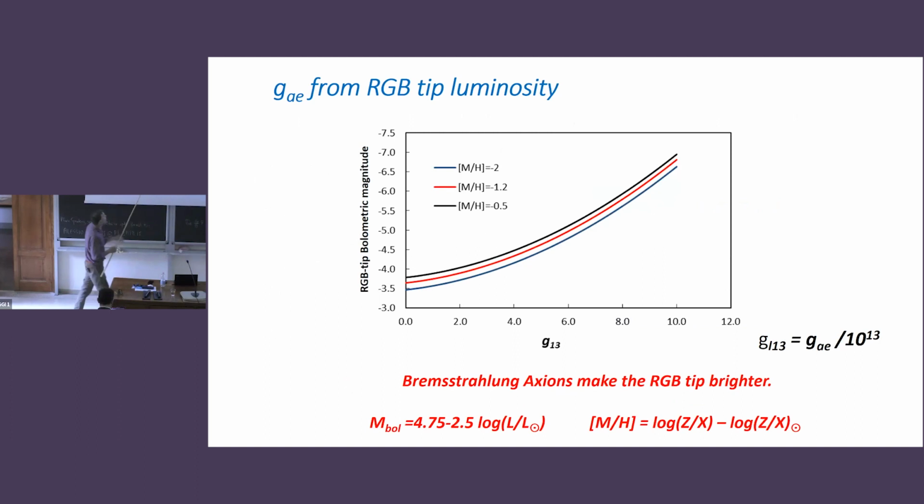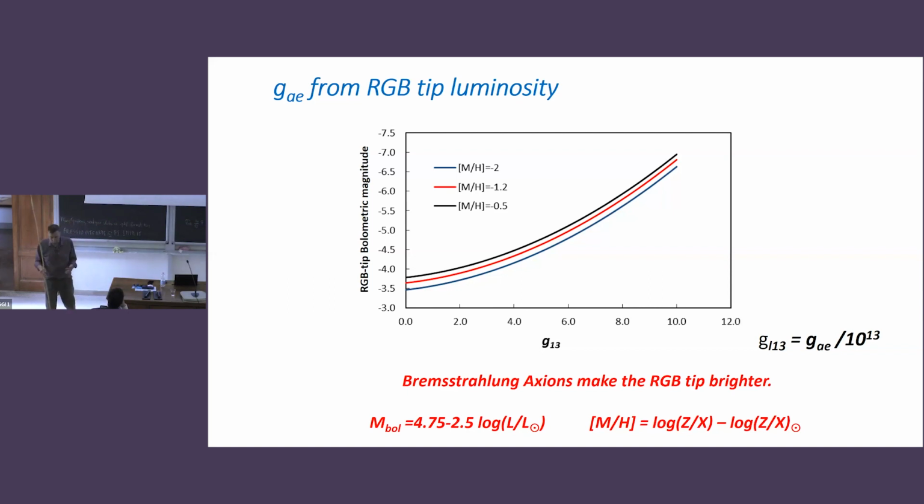Okay, so what happens to the RGB tip when we consider axion production in the models? Here is illustrated the effect on the bolometric magnitude, so on the luminosity. Essentially, the RGB tip becomes brighter and brighter depending on the coupling, here expressed in powers of 10^-13. The bolometric magnitude is defined here, where L is the luminosity in solar luminosities, and the three lines represent three different metallicities.